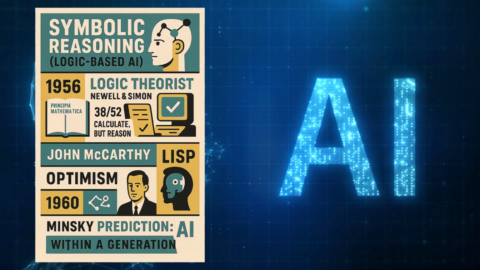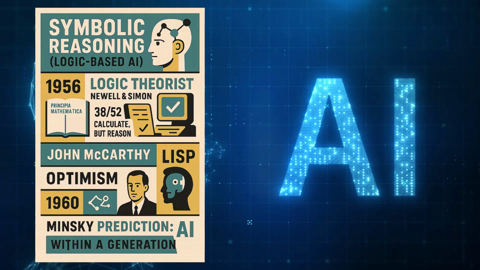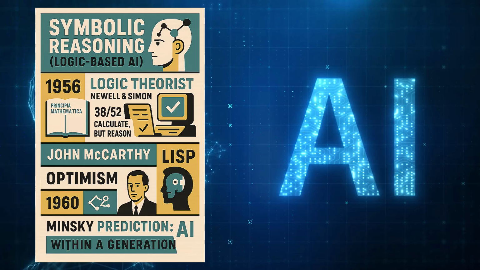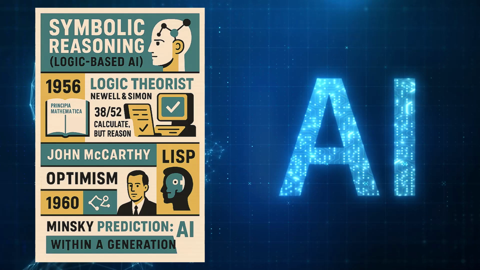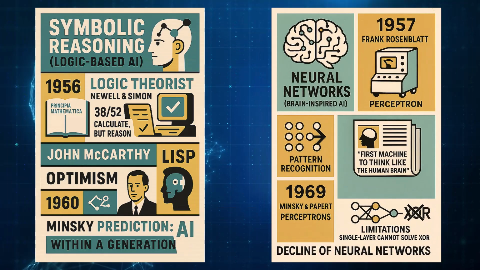Around the same time, John McCarthy created Lisp, a programming language that became central to AI development. Optimism was high, and in 1960, Marvin Minsky famously predicted that within a single generation, the problem of creating artificial intelligence would be solved. The second path was inspired by the brain itself, neural networks.